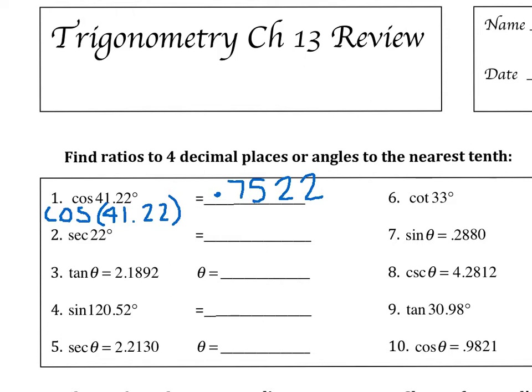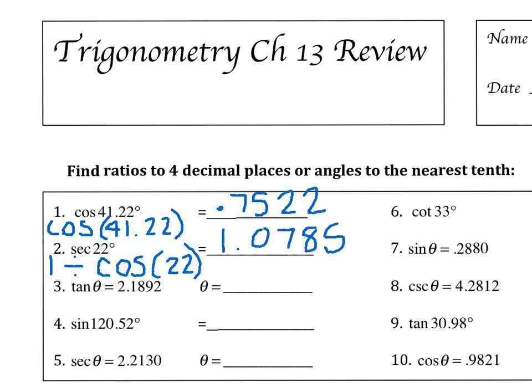If we look at number 2, it's a little bit different because we don't have a secant button on our calculator. So we need to think back to our ratios, our reciprocals. We've learned that cosine is the reciprocal of secant, sine is the reciprocal of cosecant, and tan is the reciprocal of cotangent. Since secant and cosine are reciprocals of each other, we type in our calculator 1 divided by cosine of 22 degrees. And when I put that in my calculator, I get an answer of 1.0785.